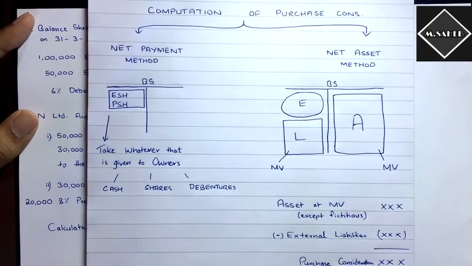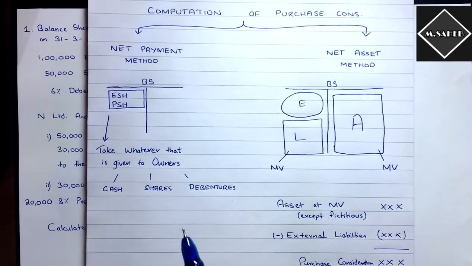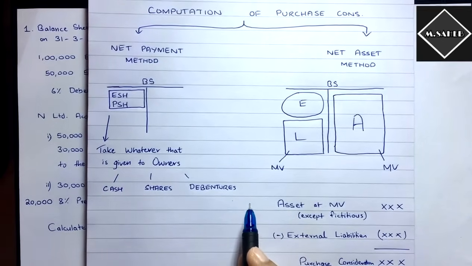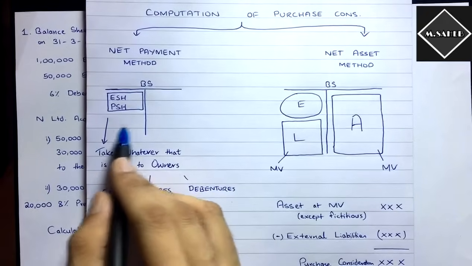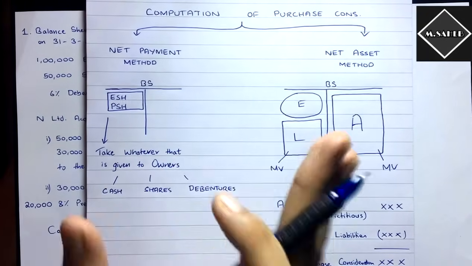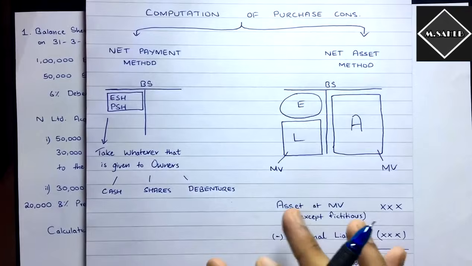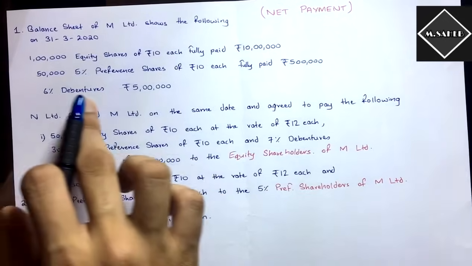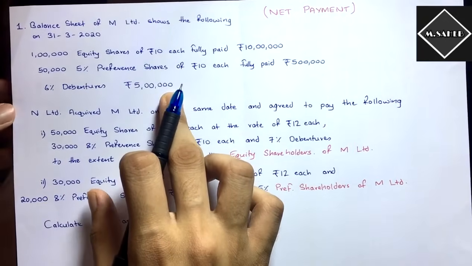Take whatever is given to the owners, and that can be in cash, in shares, or in debentures also. But whatever is given to debenture holders would not come under the purchase consideration. You have to ignore it if something is given to debenture holders, if their payment is done. So this 6% debentures, you have to entirely ignore.